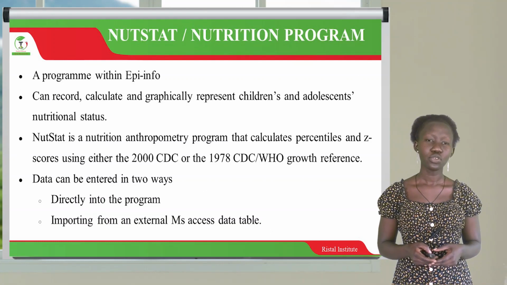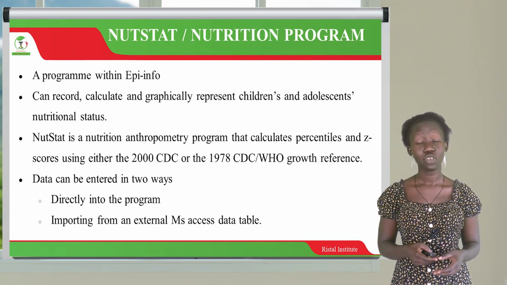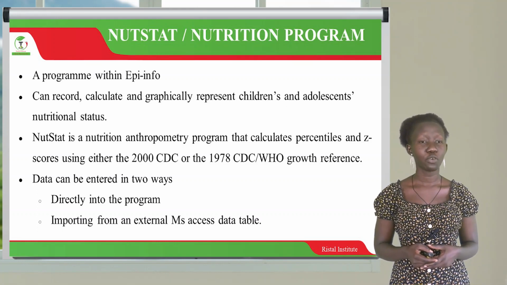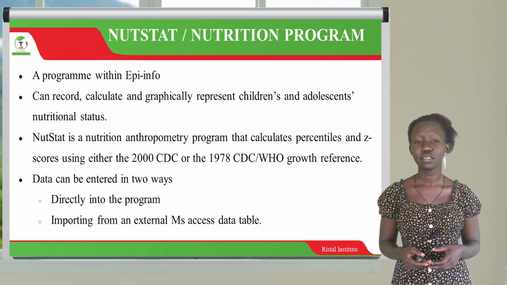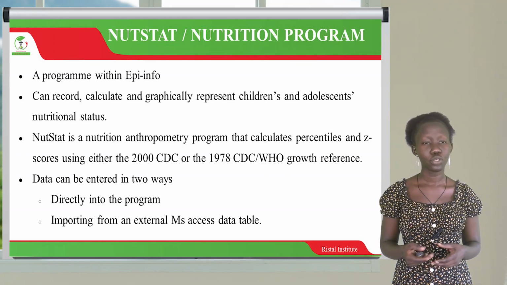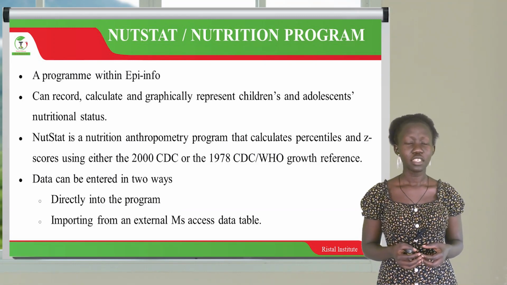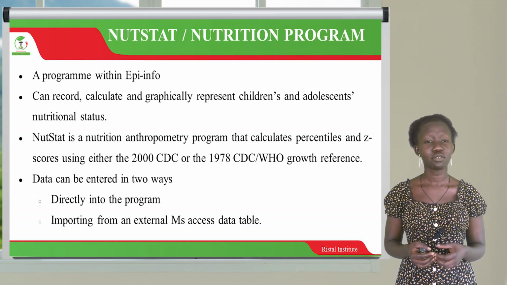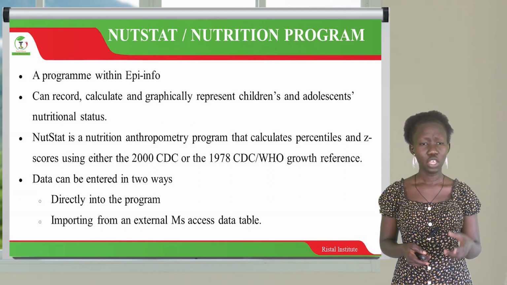And we also have the NUTSTAT program, or the nutrition program. This is also a program that is built within Epi Info, and it can help you to record, calculate, and graphically represent children's and adolescents' nutritional status. It is the one that enables you to generate anthropometric data analysis results, such as the Z-scores and the percentiles. It helps you to calculate them.